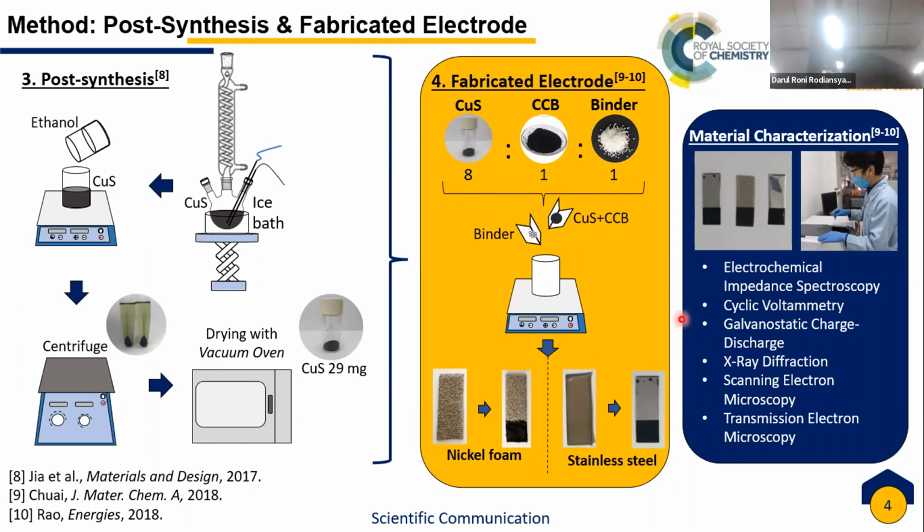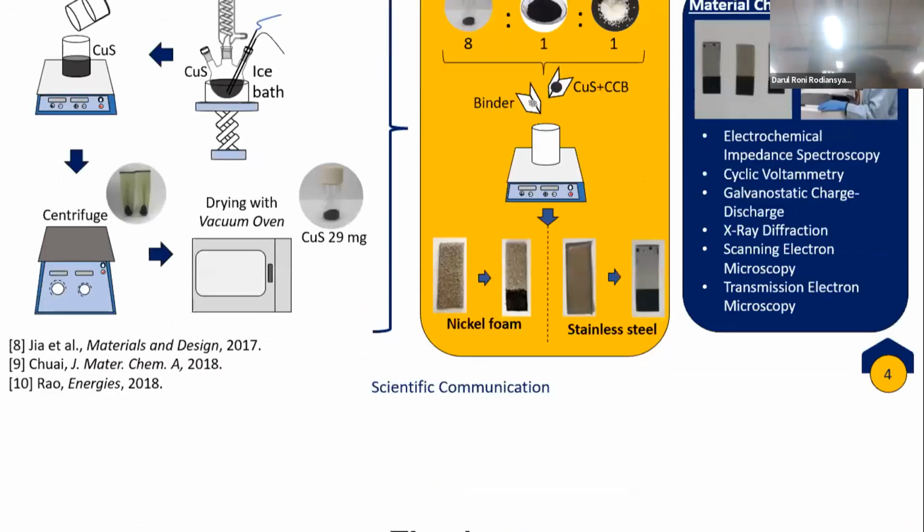The characterizations carried out were EIS, CV, and GCD for characterizing electrochemical properties, XRD for crystallization characterization, and SEM and TEM to determine the morphology of the materials and electrodes made. Okay, so that's all from me.